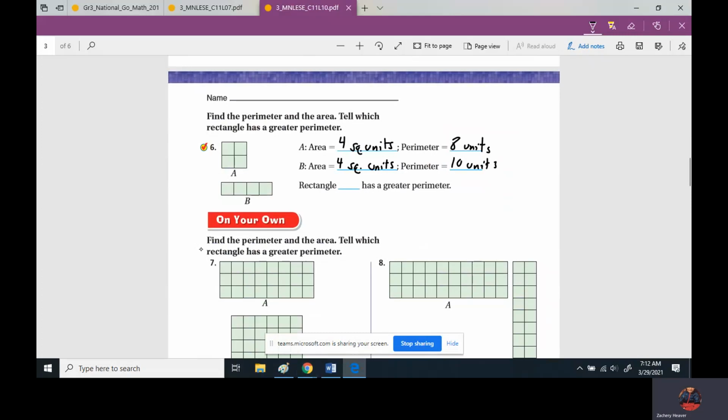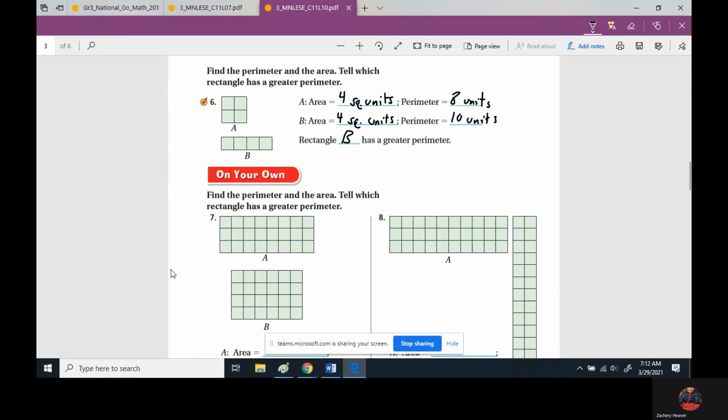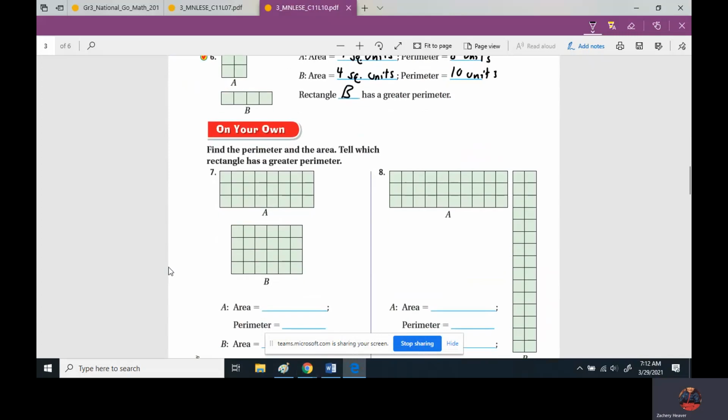Remember, they did 1 times 4. They did 2 times 2. We know this one's going to be bigger, so rectangle B definitely has a greater perimeter. Typically, if it's longer, it's going to have a greater perimeter. Most cases.